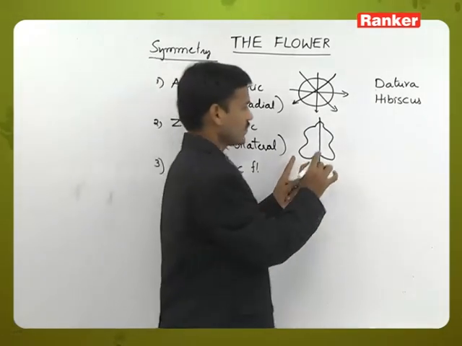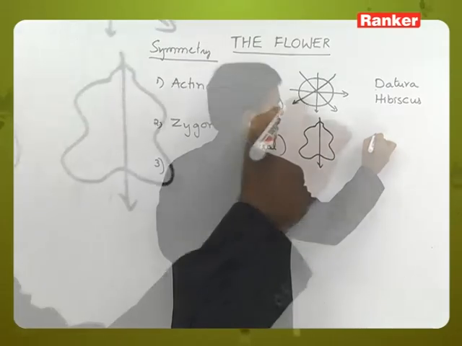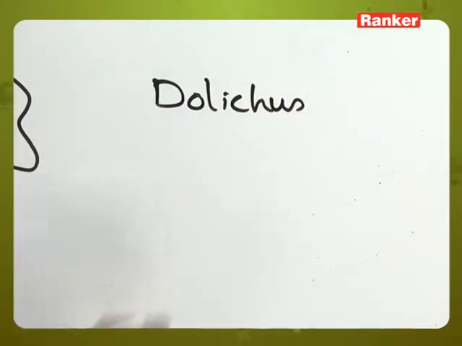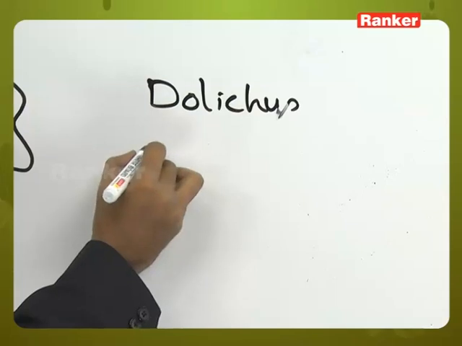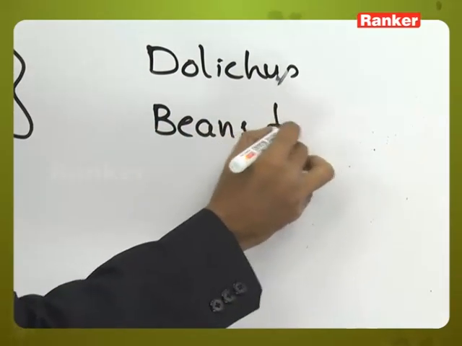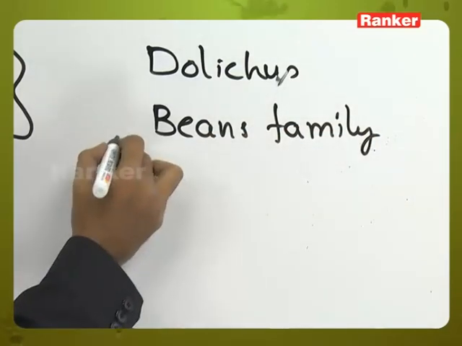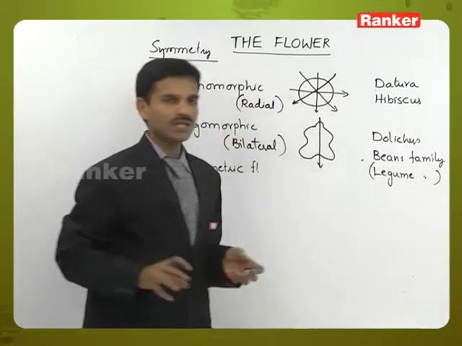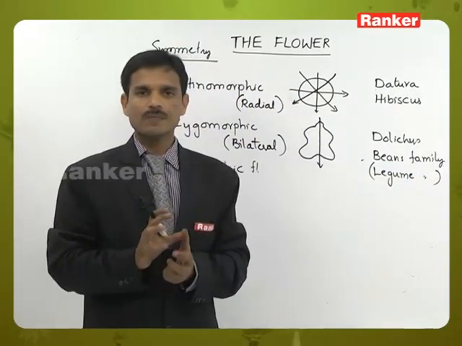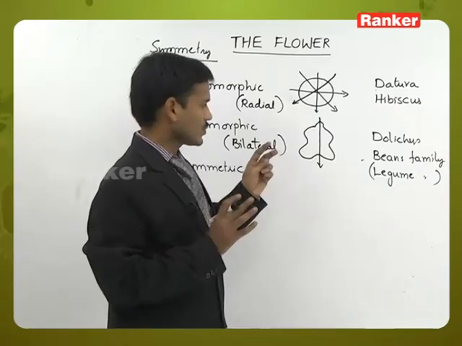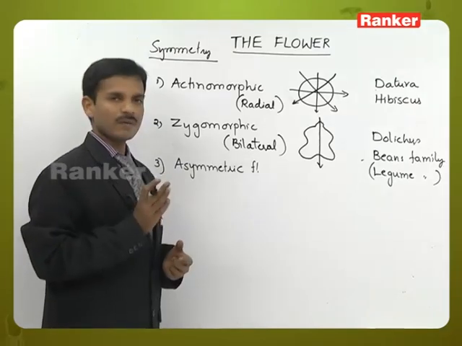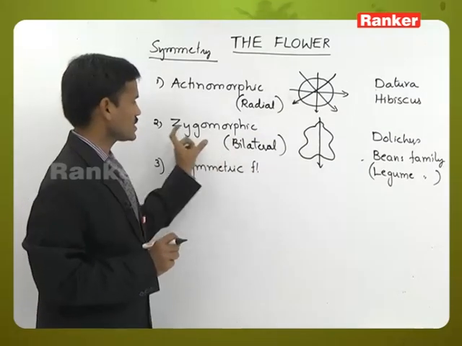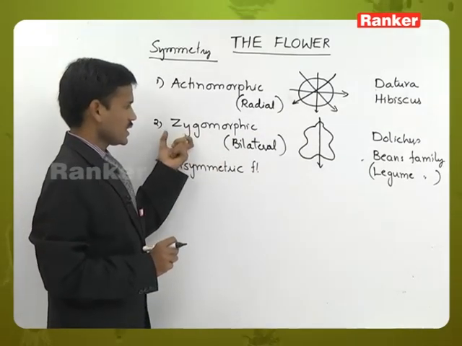So this type of flowers are observed in legume plants, dolichos and beans family, the legume family. In the legume family, the corolla is papilionaceous corolla. So due to that papilionaceous corolla, the flower can be cut into only two equal halves by a single plane. So here it is zygomorphic.